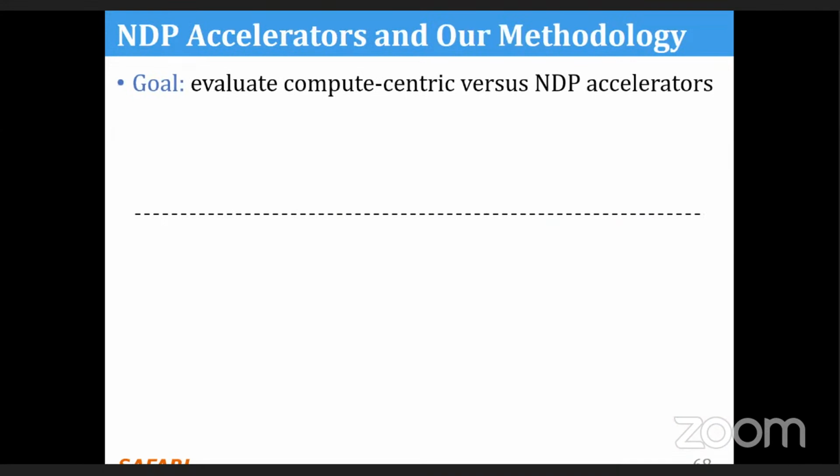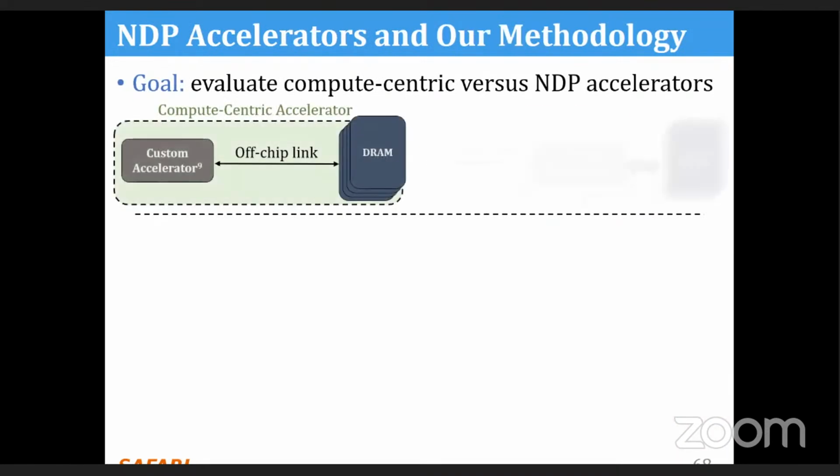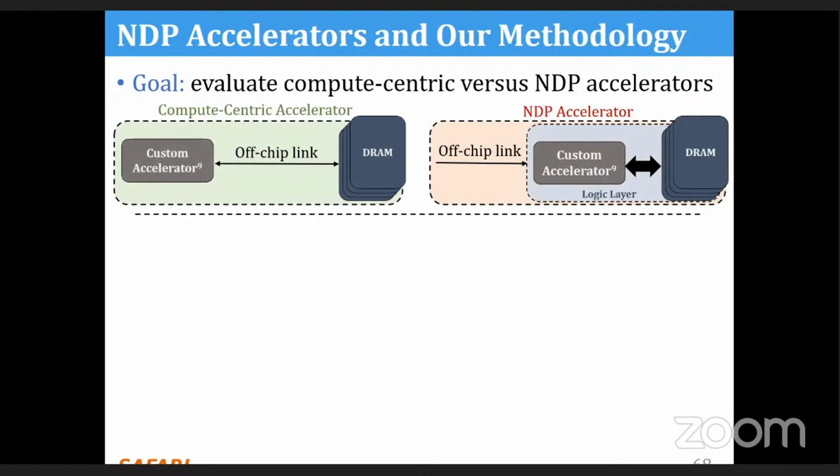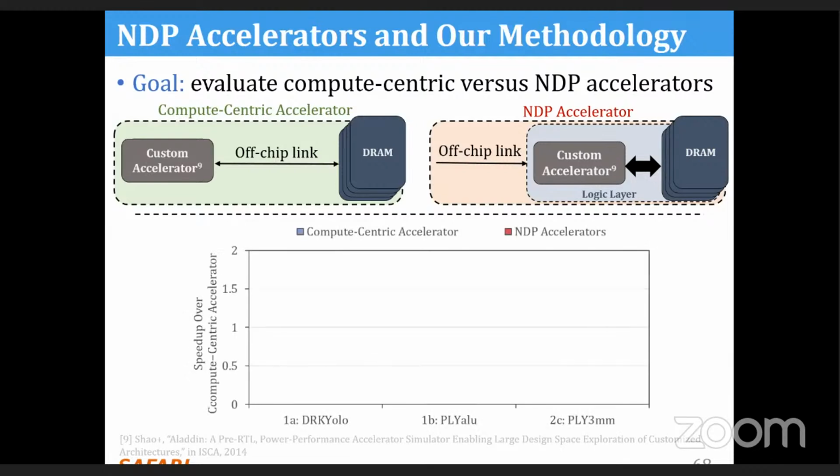And just to give you a little bit more about the analysis that we did, this is one of the use cases or case studies for NDP accelerators. These are the two configurations that we are evaluating: a compute-centric accelerator that accesses memory through the off-chip link, or the NDP accelerator that resides, for example, in the logic layer of a 3D stack memory.